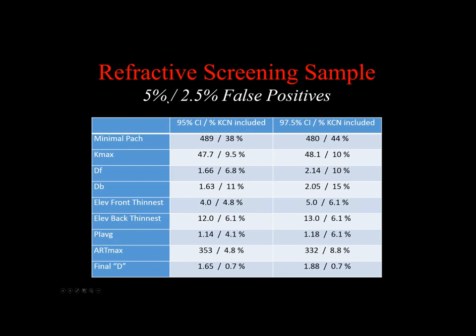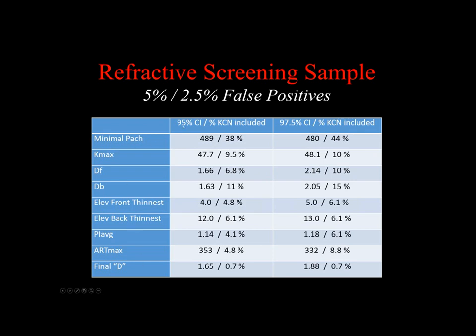This is refractive screening. So when I'm screening, let's say I'm willing to accept a 95% confidence interval. That would mean if I'm looking at 1,000 normal patients, here I'm going to accept 5% false positives. Here I'm only going to accept 2.5% false positives.